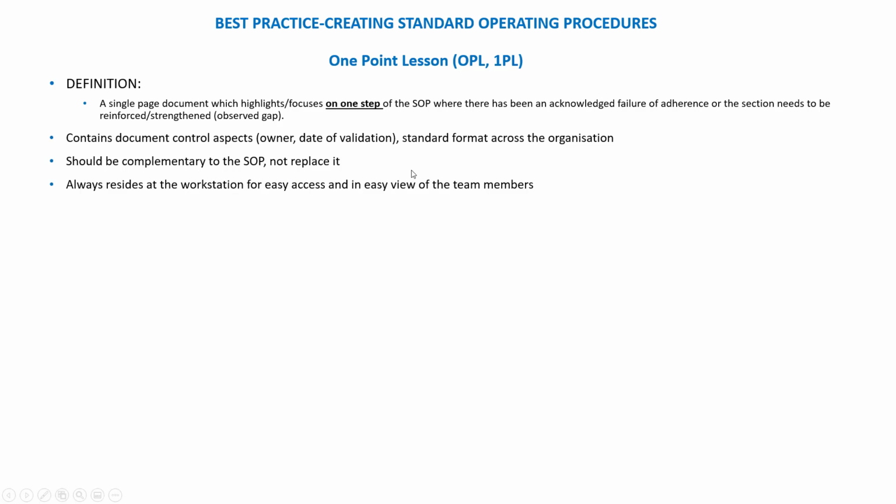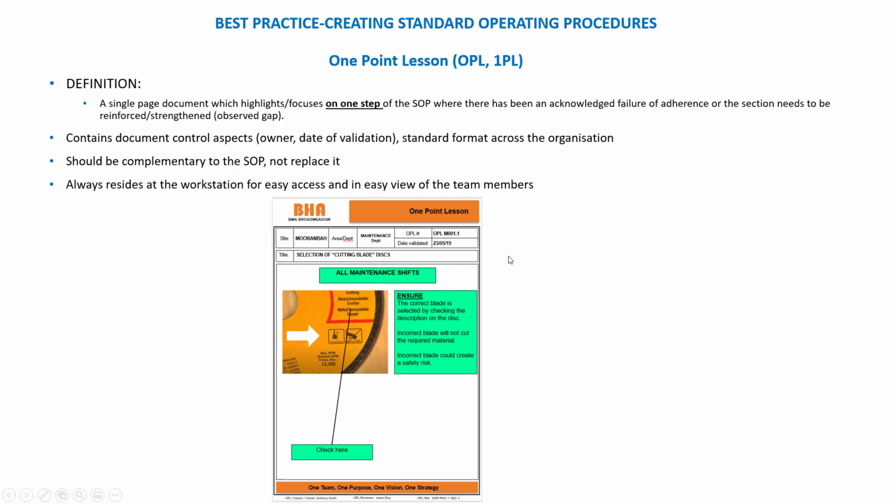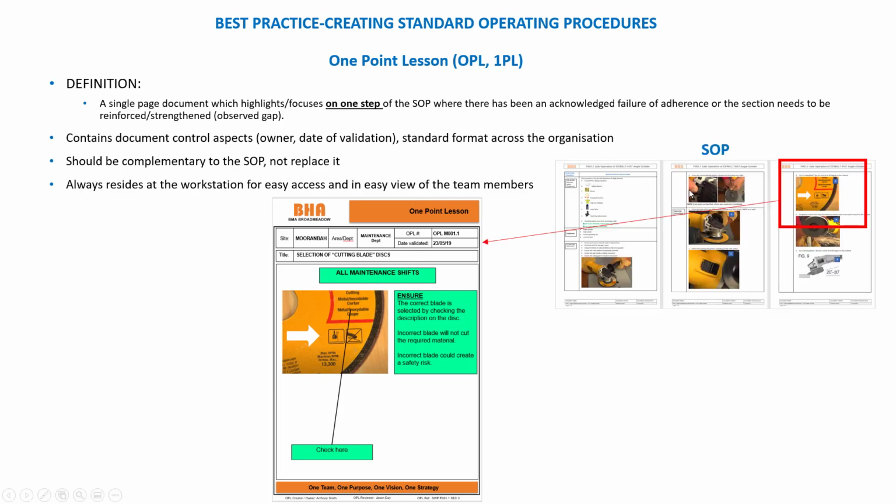Now, what does a 1-point lesson look like? This is a typical format of the 1-point lesson. And as mentioned before, from the SOP, we've got a part of the SOP that's used to create the 1-point lesson. There are some aspects of the 1-point lesson that I'll describe in a little more detail. The first one is the header, so we know this document is a 1-point lesson. The document details is what the document refers to: the 1-point lesson number, the references, date, and the title.